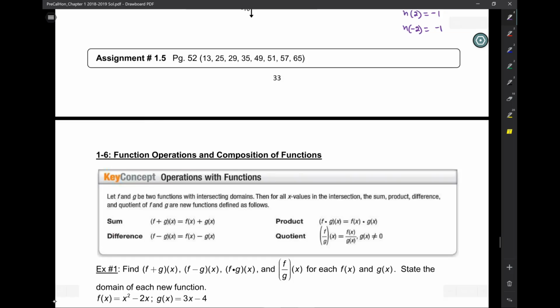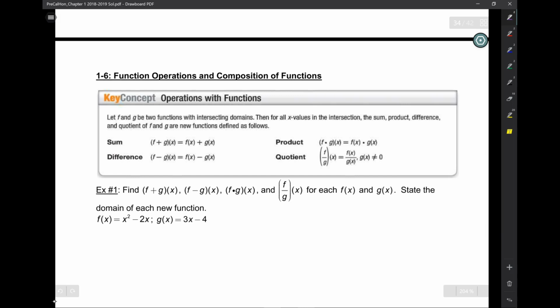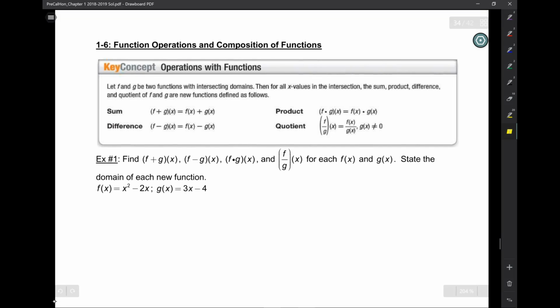All right. Section 6 is a lot of stuff that you've seen before. We're going to talk about function operations and composition of functions. So first and foremost, let's talk a little bit about notation. If you have two functions, f of x and g of x, we've learned in Algebra 1 and Algebra 2 that you can add them. F of x plus g of x, you know what that means, right? Take two functions and add them.